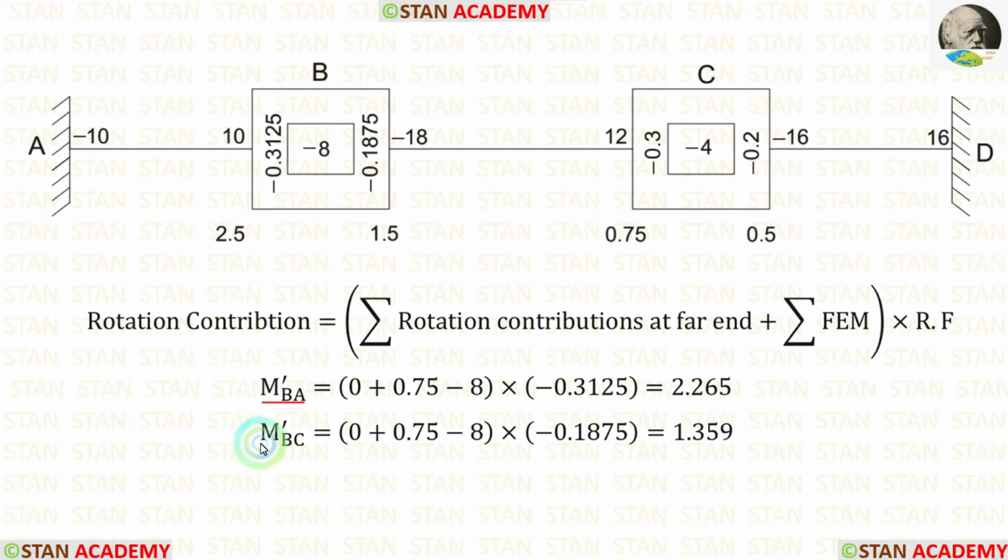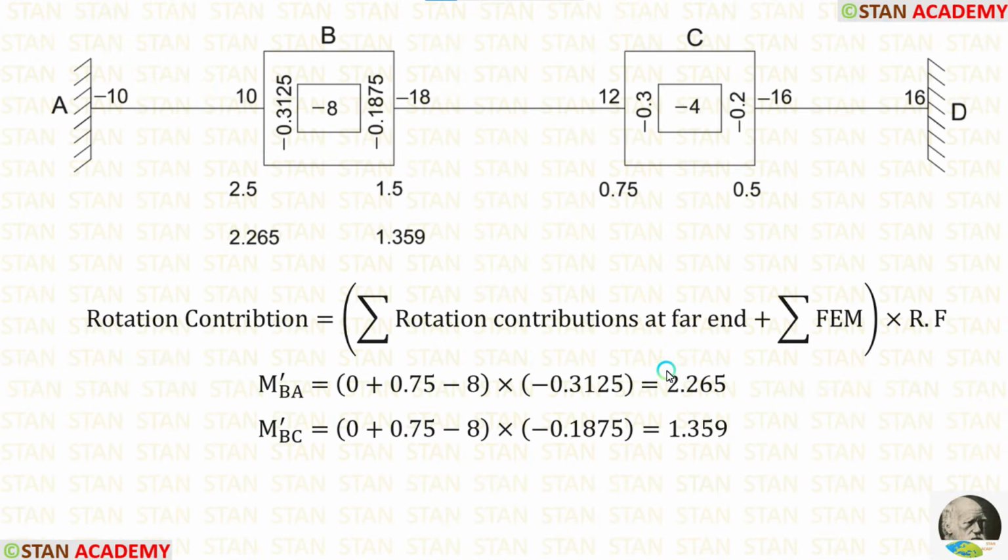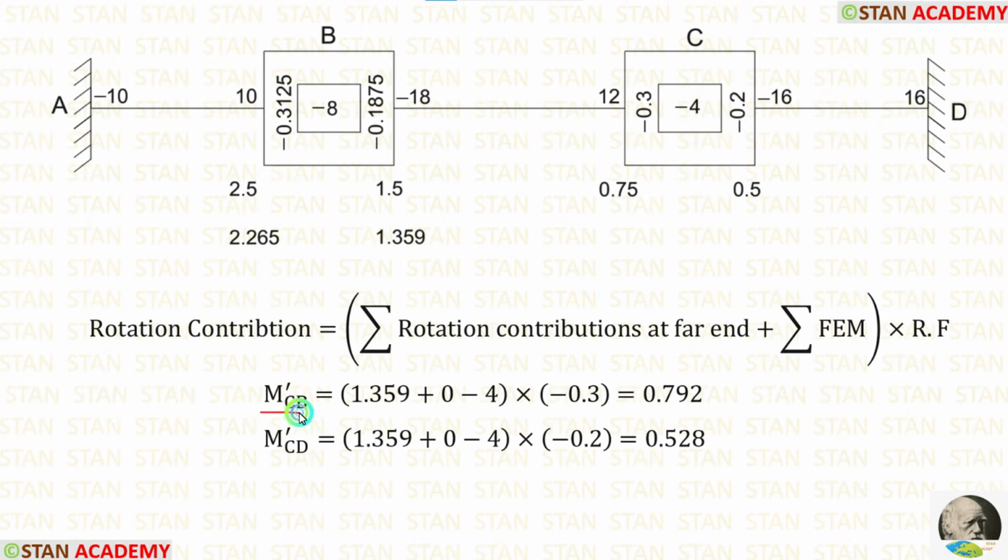We know that for m dash BA and m dash BC, we will have the same values except the rotation factor. The rotation factor for BC is minus 0.1875. Finally, for m dash BC, we are getting 1.359. Let us apply the value of m dash BA here and m dash BC here. Now let us calculate m dash CB.